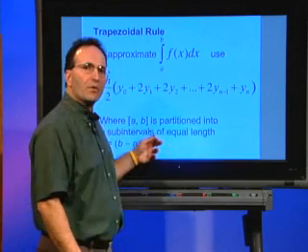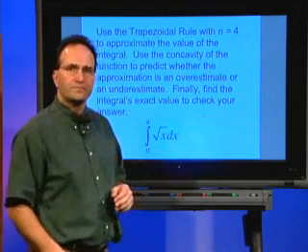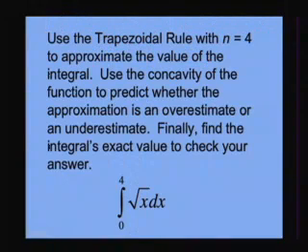Let's try an example of where we use the trapezoidal rule. Use the trapezoidal rule with n equals 4 to approximate the value of the following integral. Use the concavity of the function to predict whether the approximation is an overestimate or an underestimate. Finally, find the integral's exact value to check your answer. And the integral is the integral from 0 to 4 of the square root of x dx.